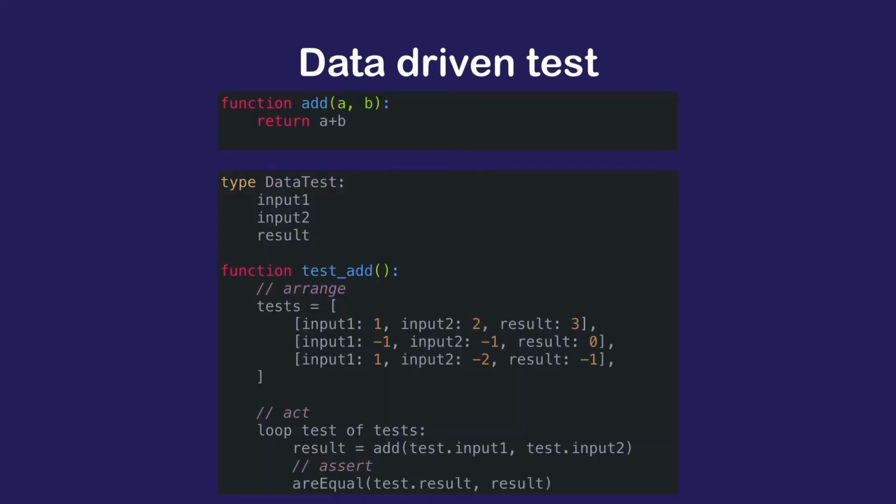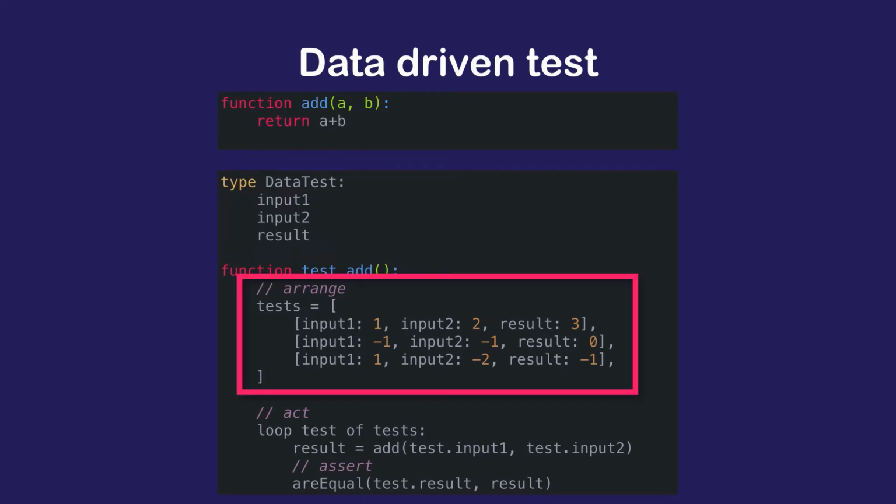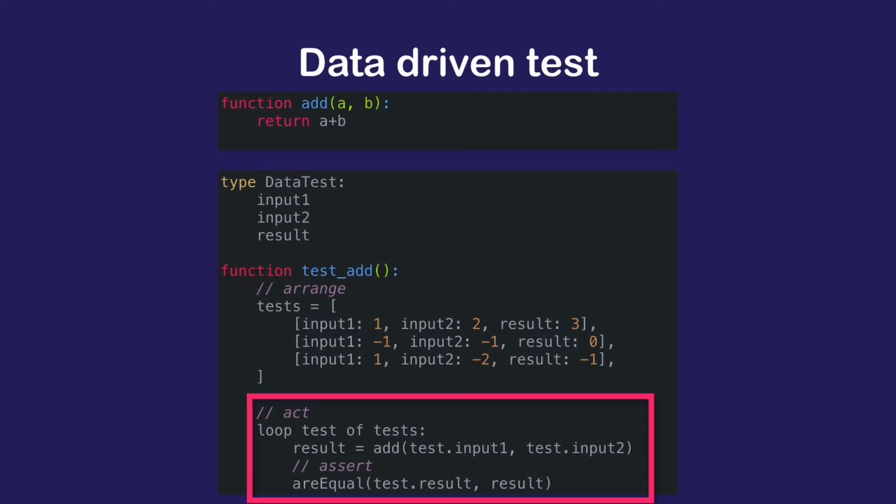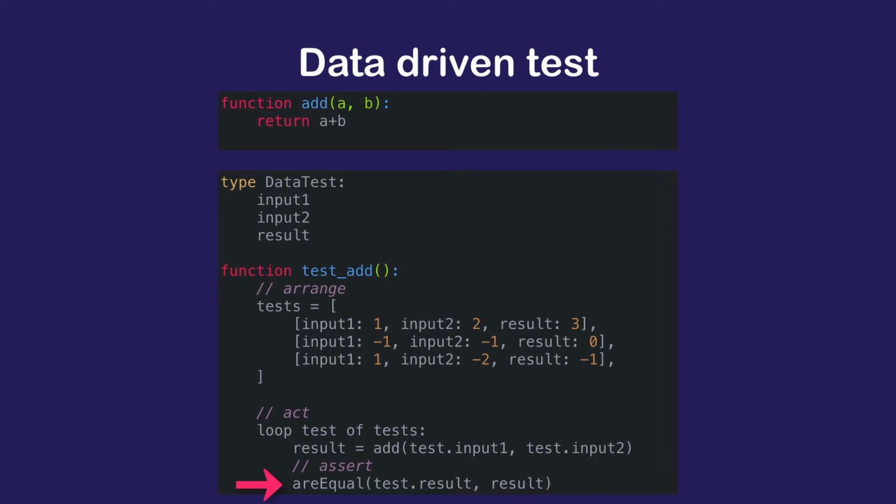An example of a data-driven test would look like this. Here we have a type called data test and it has 3 members in it. The first 2 members are for the input and the final member is for the result. And within the test function here, we create 3 different test data and then we run the SUT using each of those test data and finally verify the result of the function call with the result we have in our test data. We need to understand that the actual implementation of data-driven test will be different based on the language and framework used.